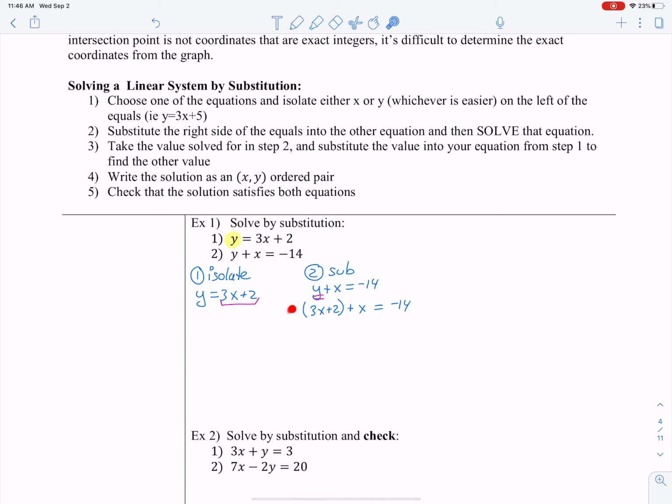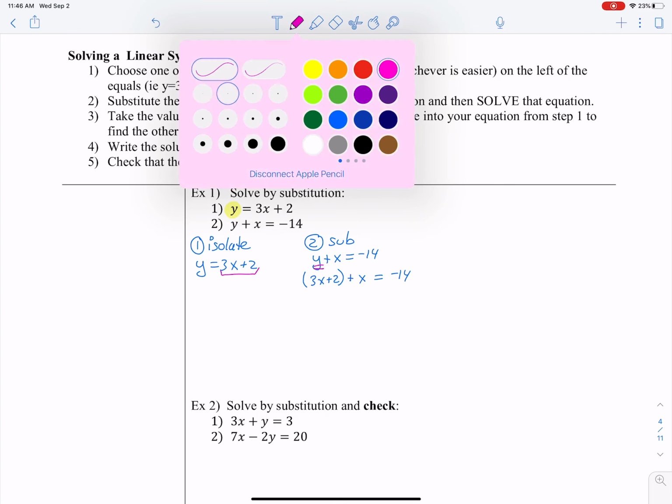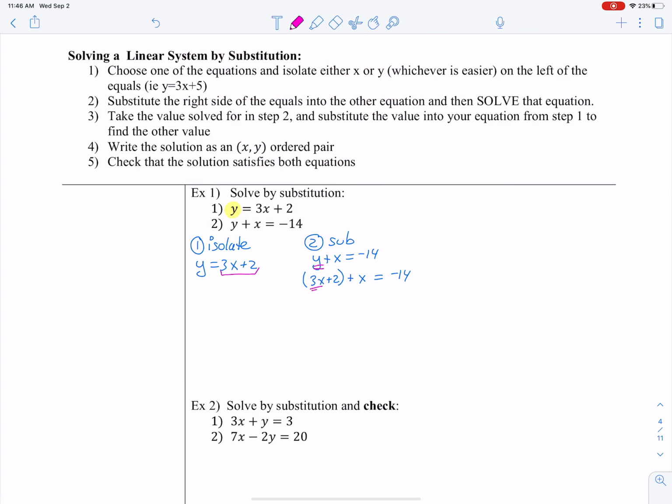So sometimes there'll be a number in front, so let's say a 2 or even a negative, that we'll have to then multiply in. But in this case, because there's nothing in front here, I just wrote these brackets so it's simpler. You don't actually have to write them, okay? Then we're going to look for like terms. So we have a 3x, we have an x here, so these are the same variable, so we can add those together. 3x plus x gives us 4x plus 2 is equal to negative 14.